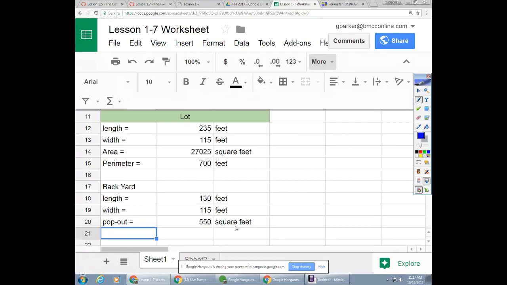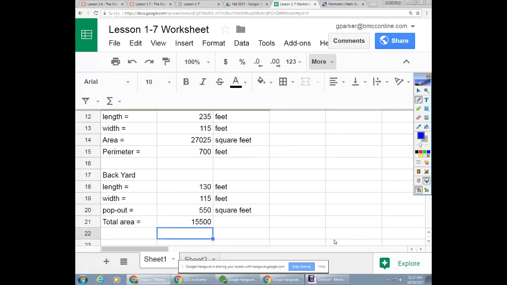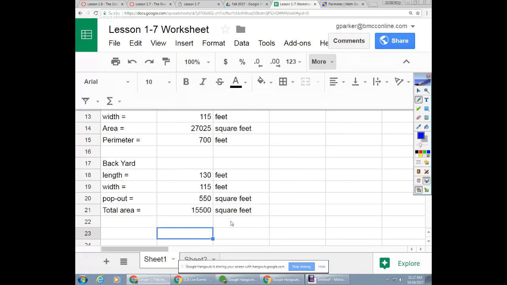Okay. So the total area for the yard is going to be regular area, length times width, and we have to add in the extra pop-out area of that backyard. So I'm getting 15,500 square feet. All right, so we know how big the yard is. Next, we need to try and put in there the other things he talked about.